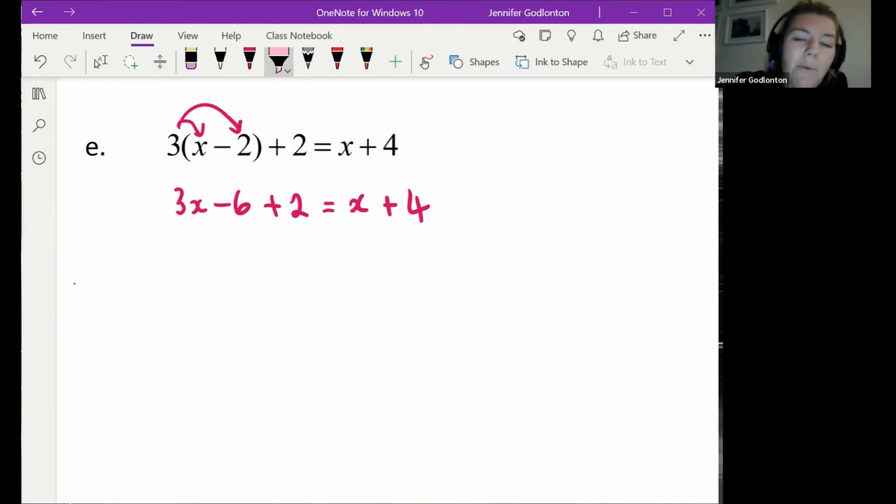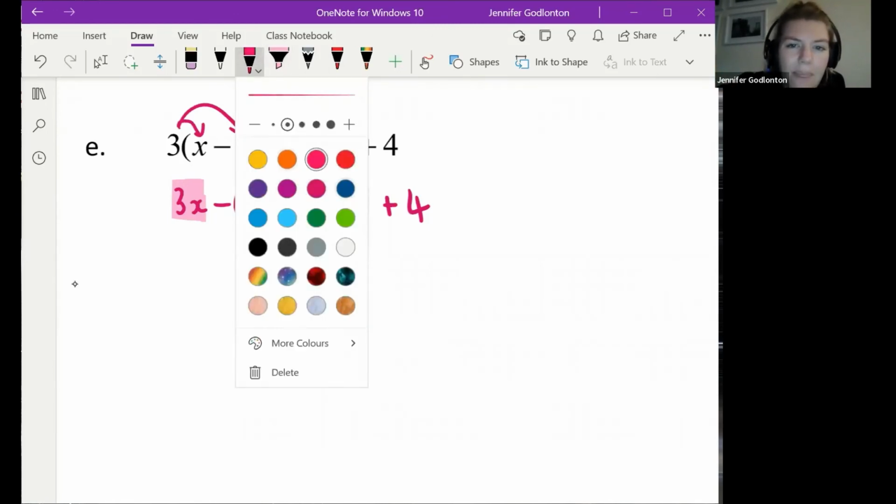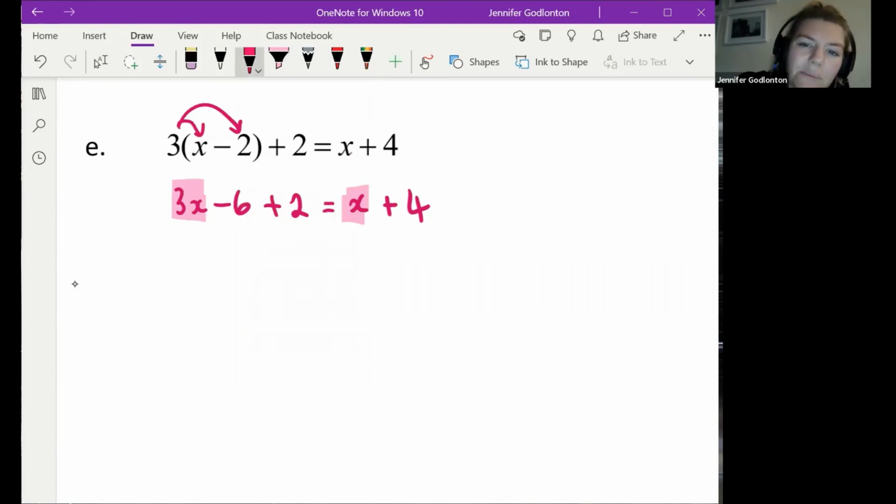Then we have to think about what we want together. We want our x's to be together. If we're wanting our x's to be together, that means that we need to move this x onto that side. So I'm going to keep my 3x, that one's going to stay there. And then this x on the right is going to move over, so I'm going to minus that x.